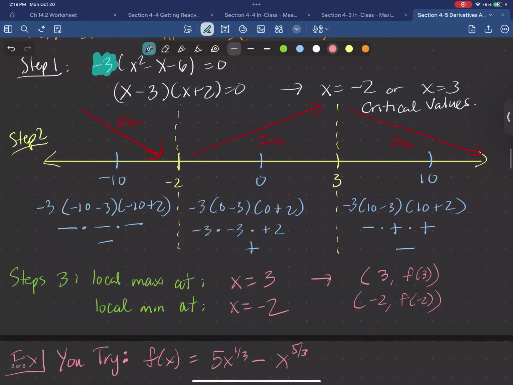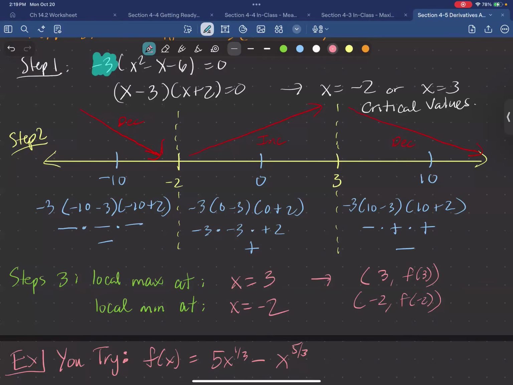It's complicated. Take your time with it. Try f of x equals 5x to the 1/3 minus x to the 5/3. Pause the video, take the derivative. You might want to get a common denominator when you get the derivative so you can check where the top equals 0 and where the bottom equals 0.